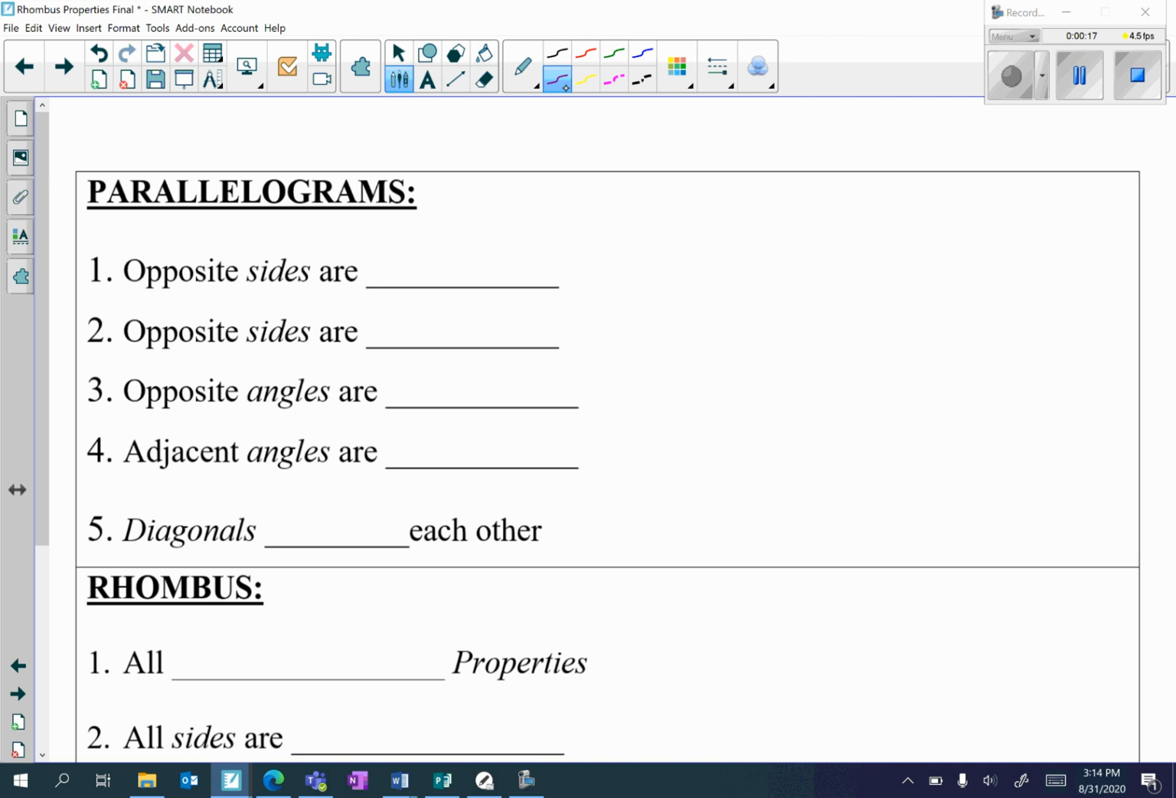In a parallelogram, opposite sides are parallel. Opposite sides are also congruent, meaning they have the exact same length. Opposite angles are also congruent. They have the exact same angle measure.